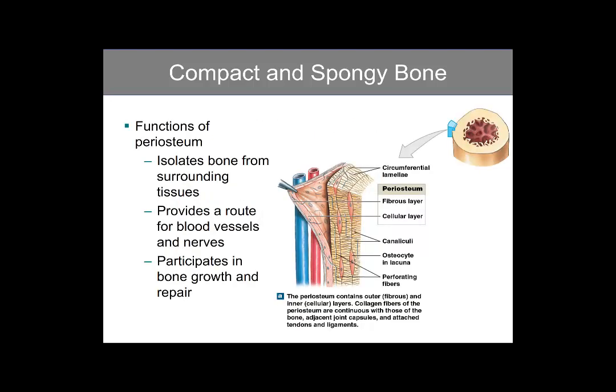Here we see an image of the periosteum right here, and you can see how it covers the circumferential lamellae of the compact bone on the outside of the bone. So we have an outer fibrous layer and an inner cellular layer, and we see that the periosteum is going to isolate the bone from the surrounding tissues. It provides a route for blood vessels and nerves to enter the bone to feed the osteocytes and other cell types. It also participates in the growth of bone and bone repair.